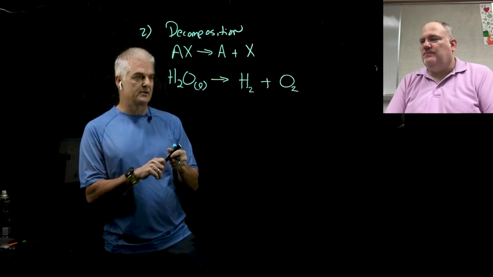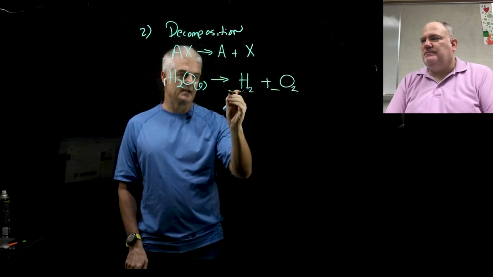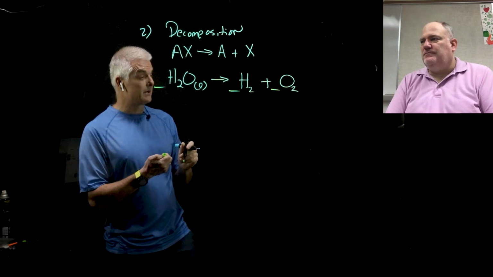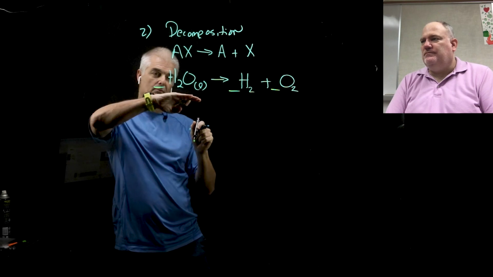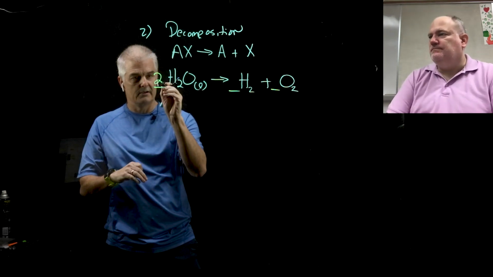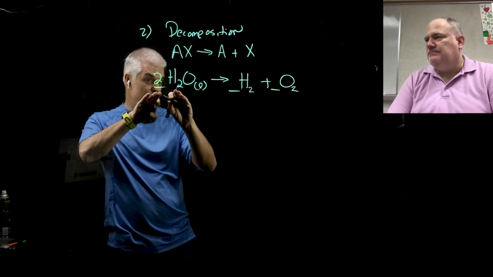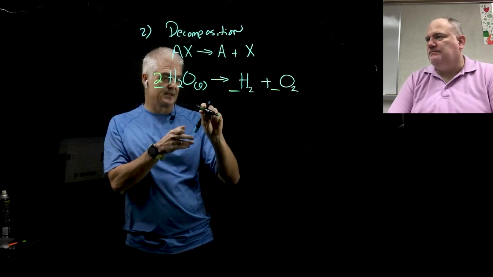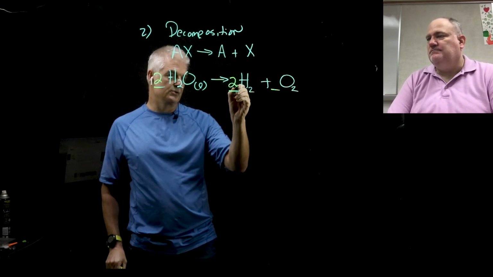When we try to balance this equation, it doesn't look like it's right, but we can only make it right by changing the coefficients. So I have a problem with oxygen. On this side, I only have 1 O. On this side, I have 2 O's. To fix that, I have to put a 2 here. But that creates a problem with my H's, and now I have 4 H's, but that is simply easily fixed by putting a 2 there.